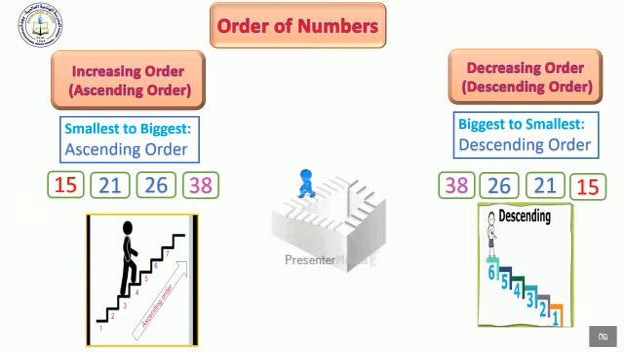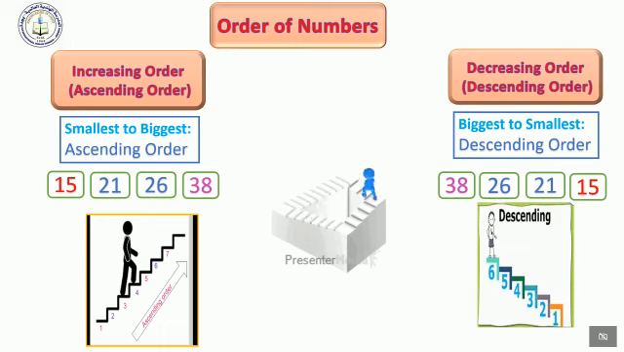Order of numbers. Numbers can be arranged in increasing order or decreasing order. Here you can see the numbers 15, 21, 26 and 38 are arranged from smallest to biggest and also from biggest to smallest, that is 38, 26, 21, 15. So 15 is the smallest number and 38 is the biggest number in both.